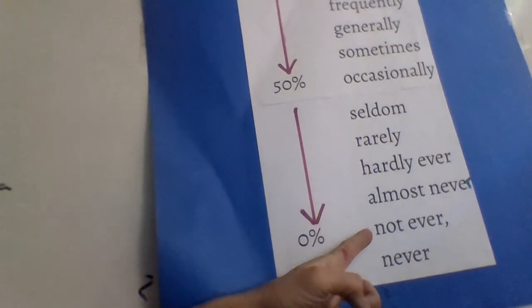Seldom, rarely, hardly ever, almost never, not ever, but even more common, never. So never is 0% of the time. Okay. So I have some examples, and I want to show you how we use these.